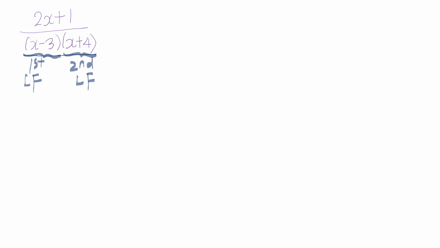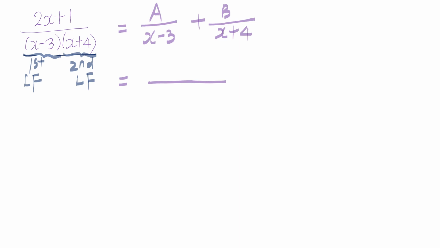So if that is the case, the rule that we use will be we let it equal a, a constant, over your first linear factor, plus, it's always plus, followed by b, another constant over the second linear factor. So we need to find the unknowns a and b. A and b are the two constants that we need to determine. So what do we do? We combine them into a single fraction.